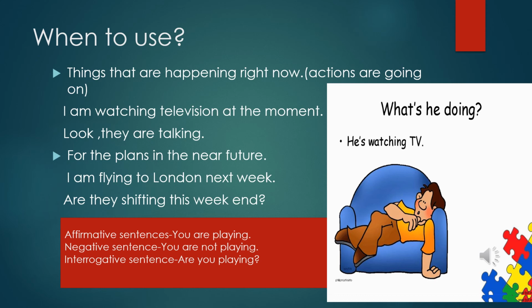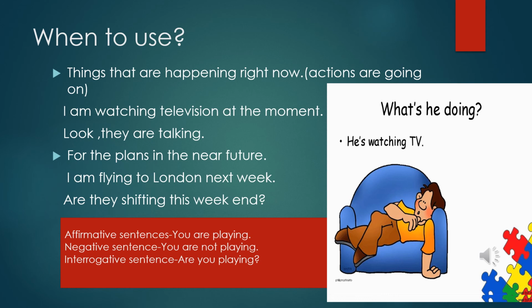Look, they are talking. Then, like simple present tense, you can use present continuous also for the plans in the near future. Like for future actions, you can use present continuous also. But here it is not necessary that it is planned. I'm flying to London next week. So it might not be as planned as in simple present tense. I'm flying to London next week. Are they shifting this weekend?